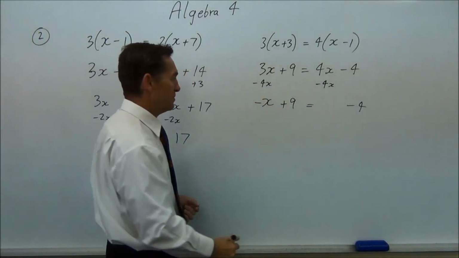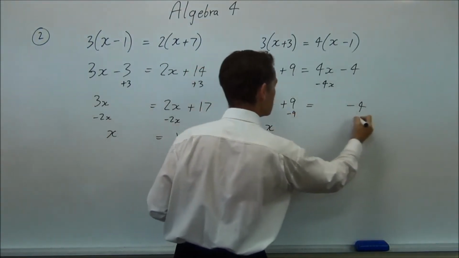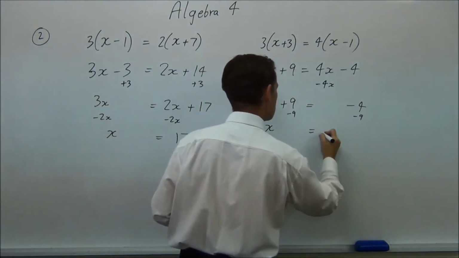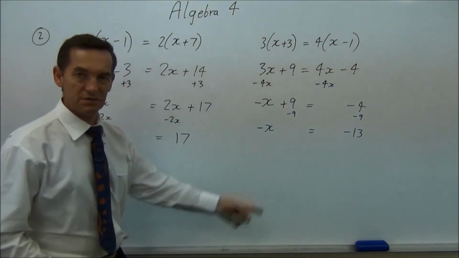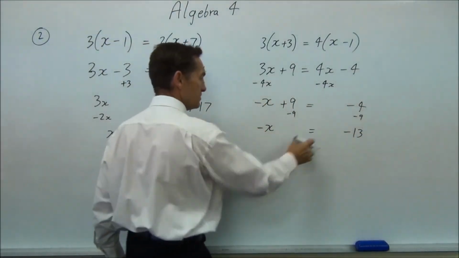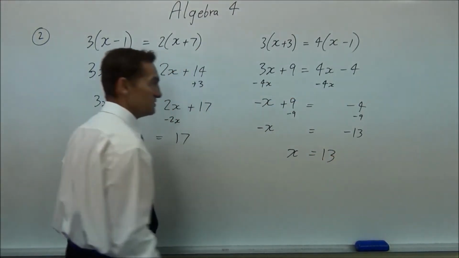Now let's take 9 off both sides. So minus x, I'm going to minus 9 equals minus 13. So I've got minus x equals minus 13. Well, minus, they'll cancel out and you'll end up with x equals 13.